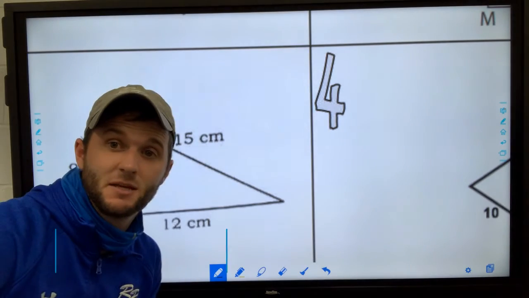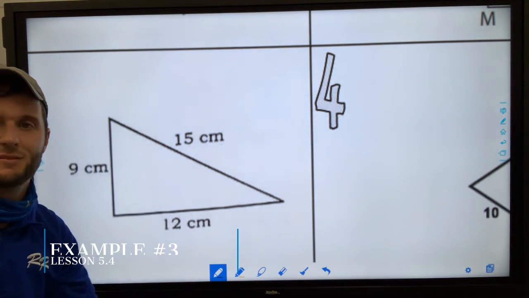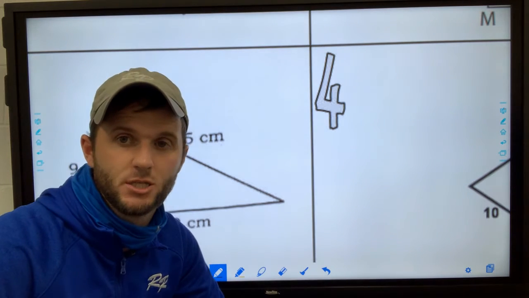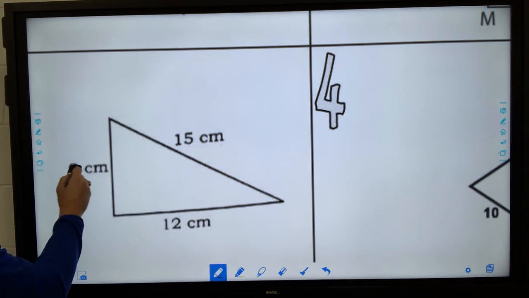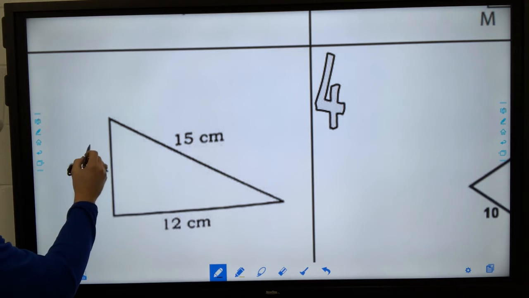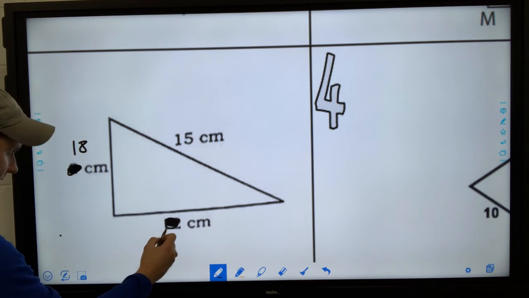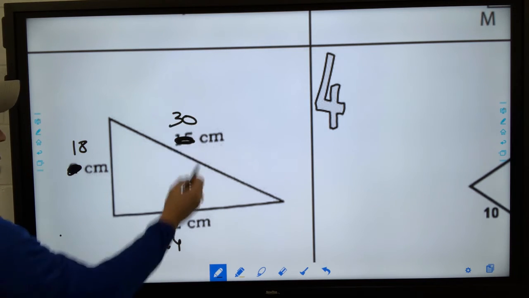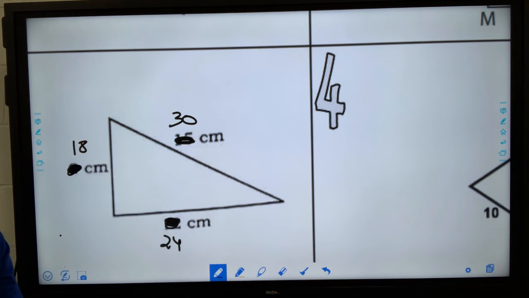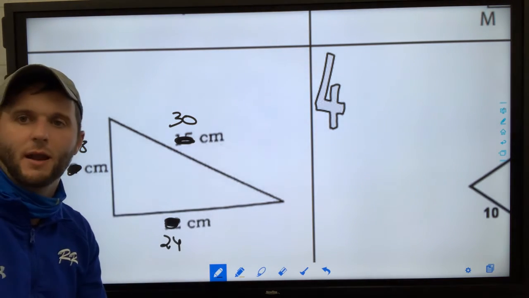All right, look at example number 3. Do this for me. This shows that sometimes teacher error occurs. So what I need you to do is change this number 9 to 18. Take this number 12 and change it to 24. Take this 15 and change it to 30, okay? So use your error right here, okay?